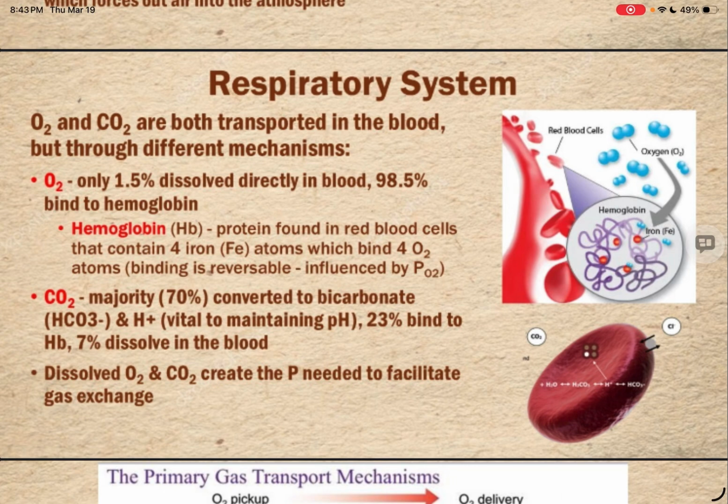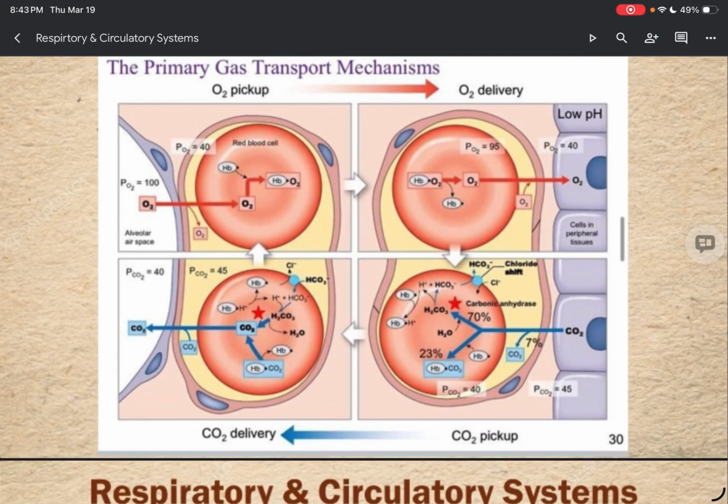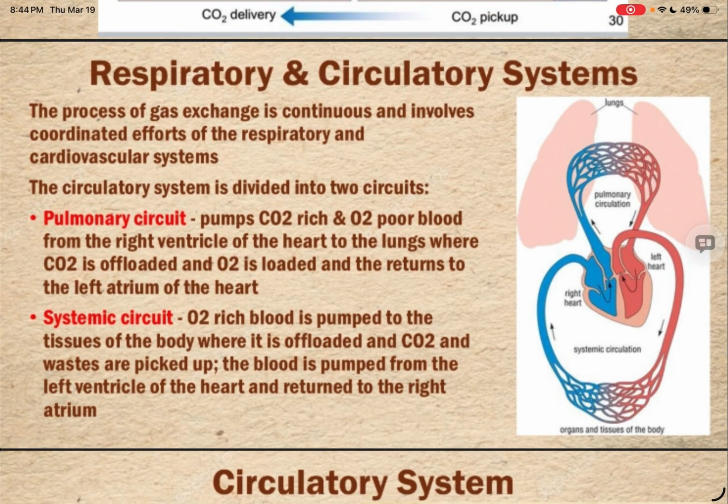Carbon dioxide, on the other hand, the majority, meaning 70%, is converted into bicarbonate and hydrogen, which helps maintain the pH. 23% binds to hemoglobin and 7% dissolves in blood. The dissolved oxygen and carbon dioxide help create the partial pressure needed to facilitate the gas exchange. Feel free to take a photo or take a look at this photo for a closer look. The process of gas exchange is continuous, and it involves the coordinated efforts of the respiratory and cardiovascular systems.